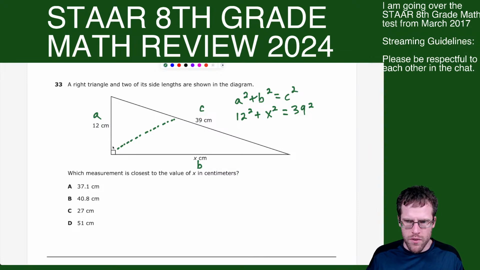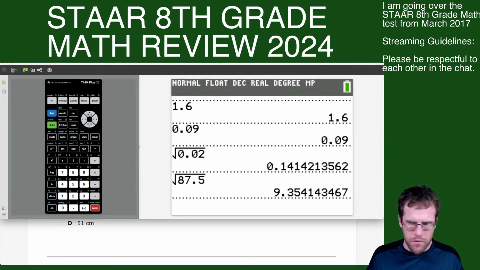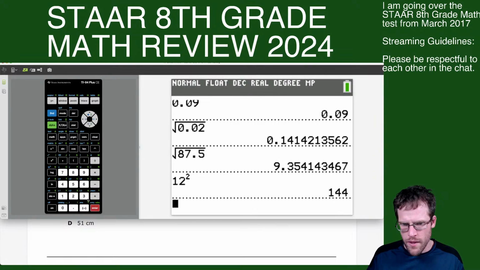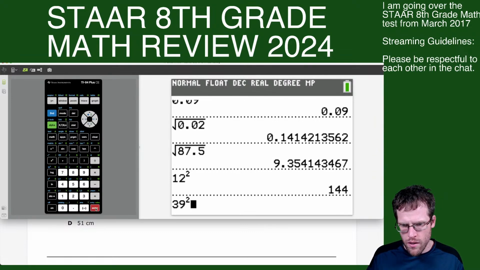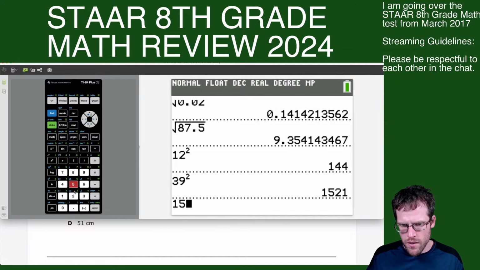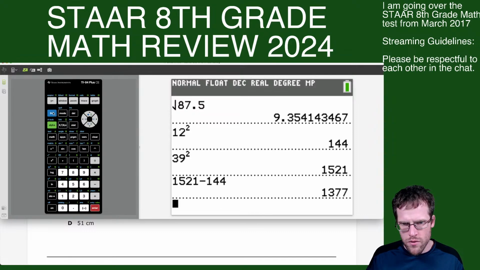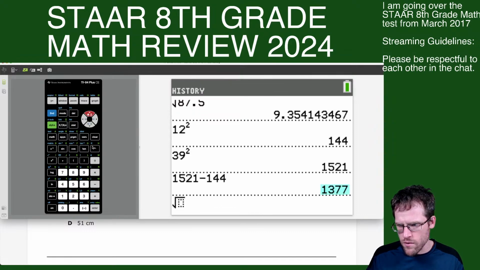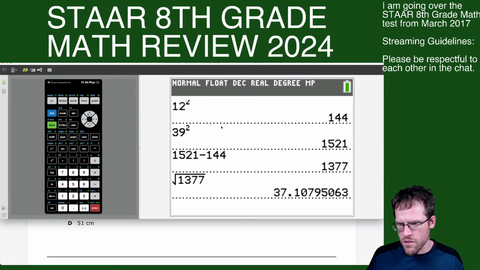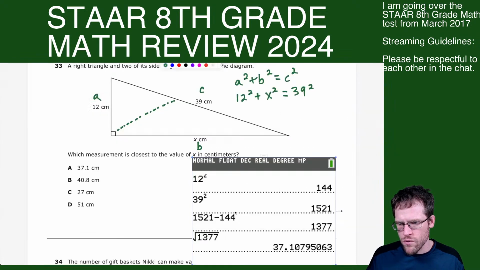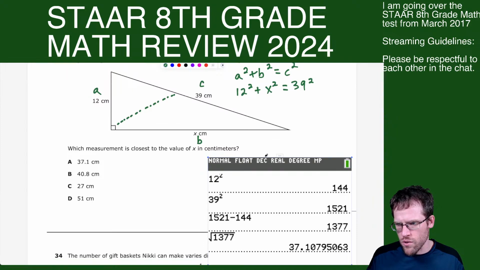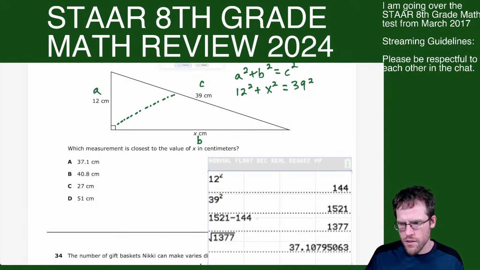All right, so for this one here, I'll just, once again, pull up the calculator. We need to know what is 12 squared and what is 39 squared. And I'm going to do 1521 minus 144, and then eventually do the square root of that. Okay, so square root of this number. This is all the stuff we need. I'll show the work and close it all out. So let's just see here. All right, this will tell us our answer here.